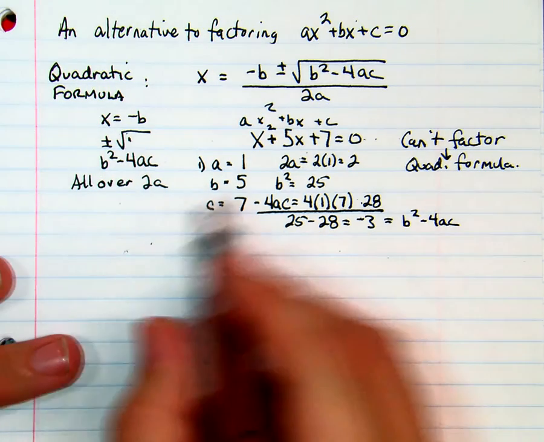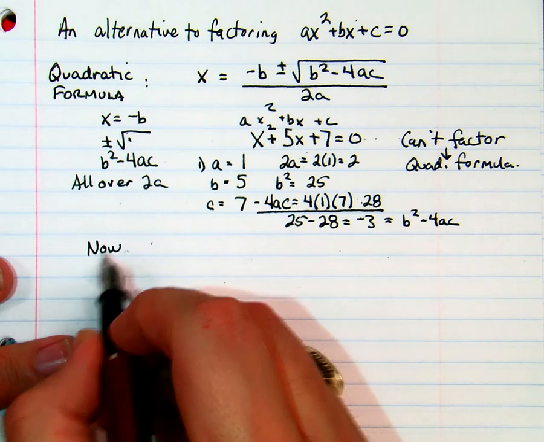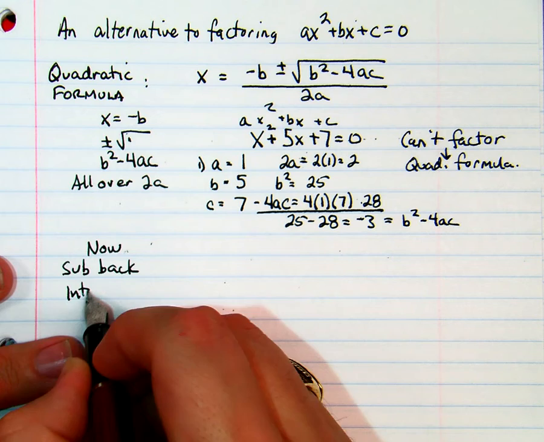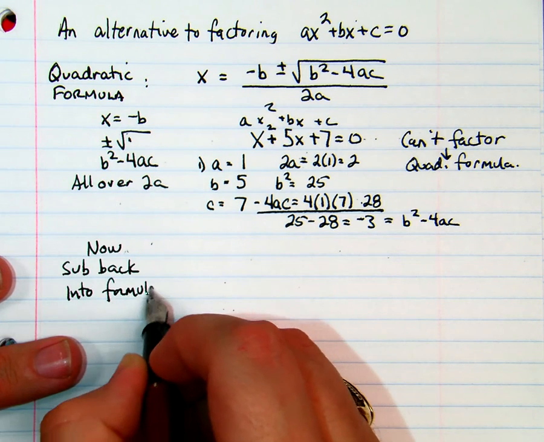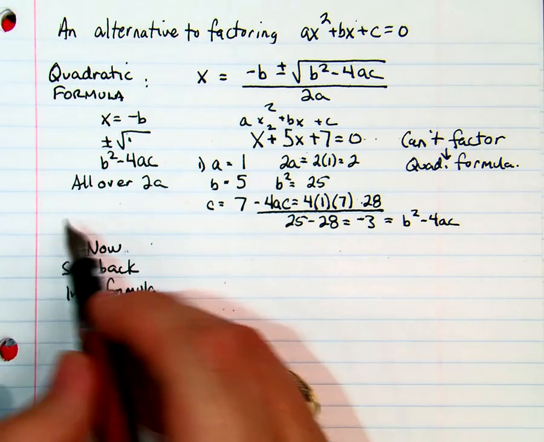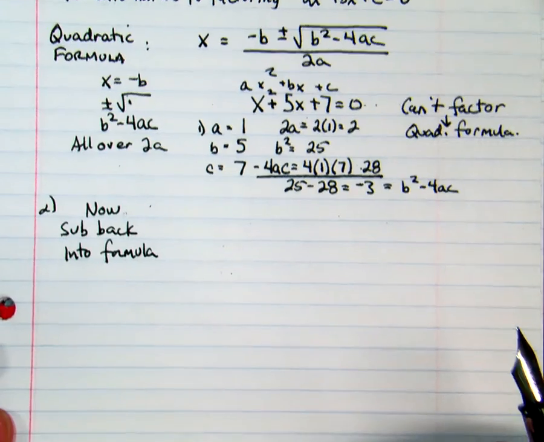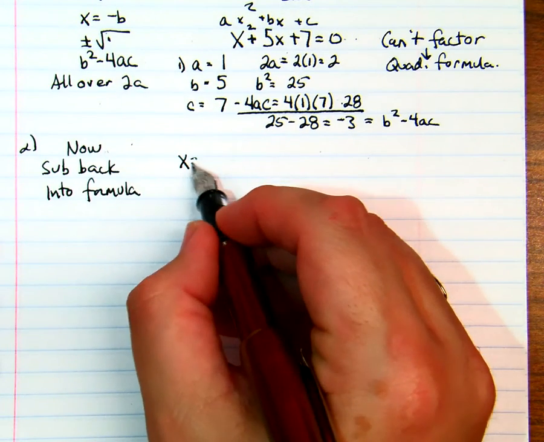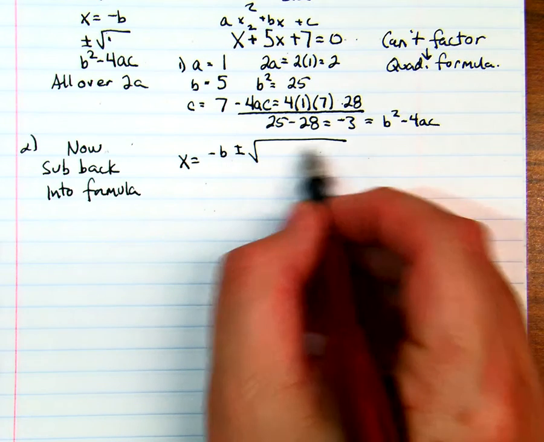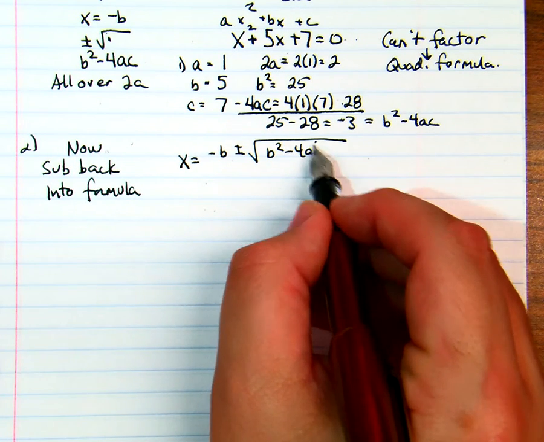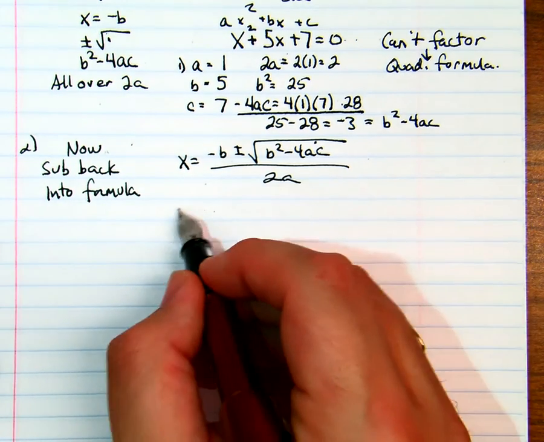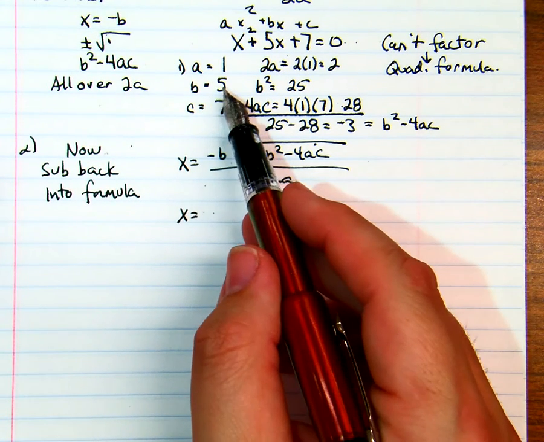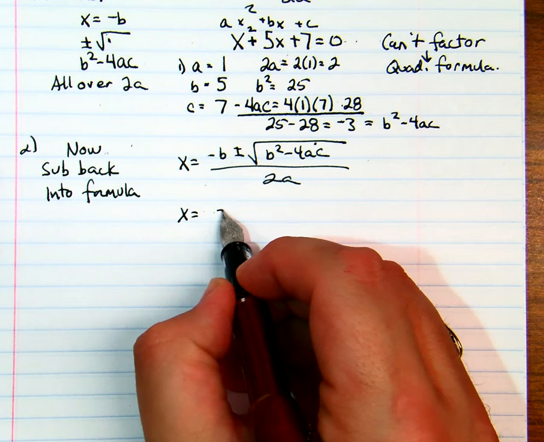So now step 2 is we plug it back into the formula. And it's x is equal to negative b plus or minus the square root of b squared minus 4ac all over 2a. So x is equal to, what's the opposite of b? Well, b is 5, so what's the opposite of 5? Negative 5.